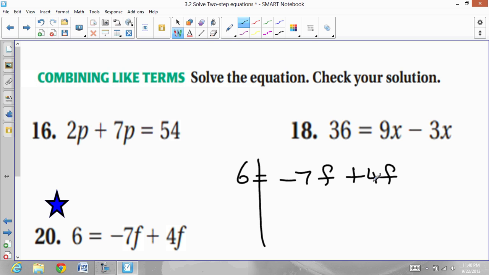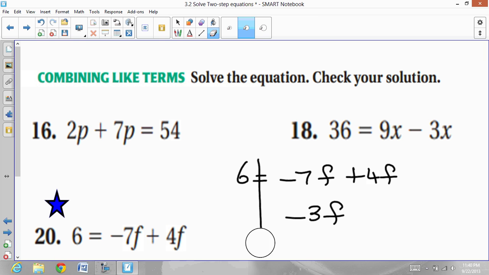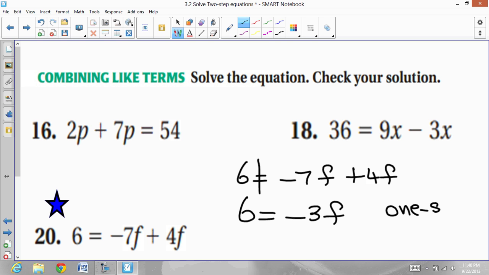Let's combine them together. Negative 7f and positive 4f are on the same side and combine to give you negative 3f. Negative 7 plus 4 gives you negative 3, and f tags along. So now you have negative 3f equals 6. Now this is your one-step equation, which means you can solve the equation in one step. Remember, you need to get f alone to safety.